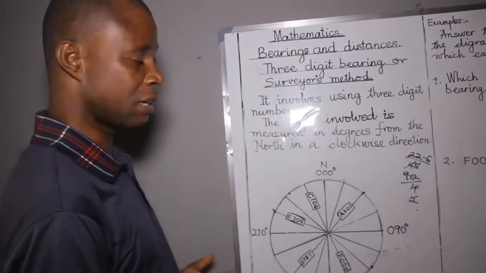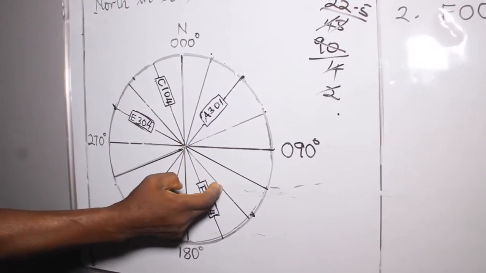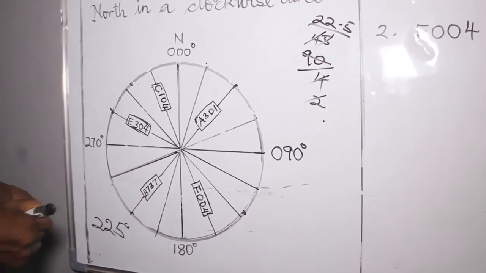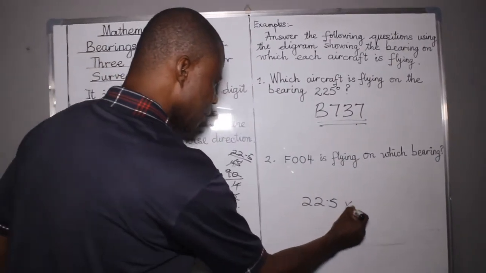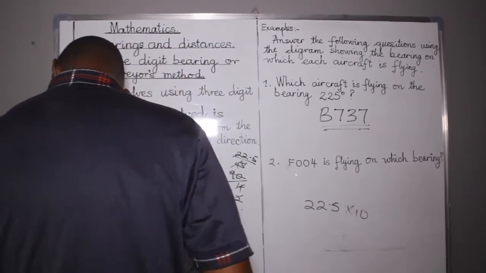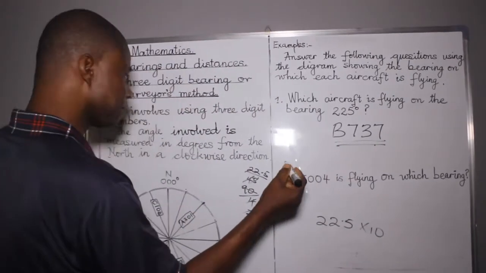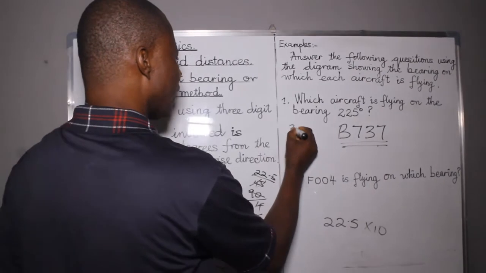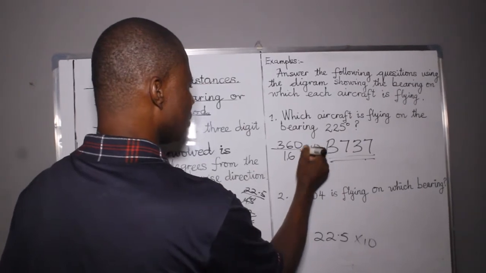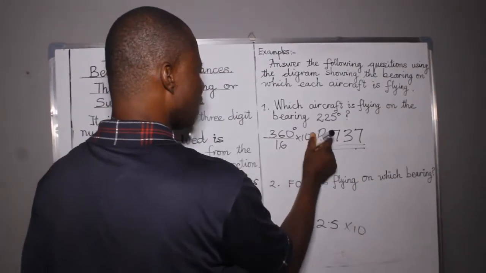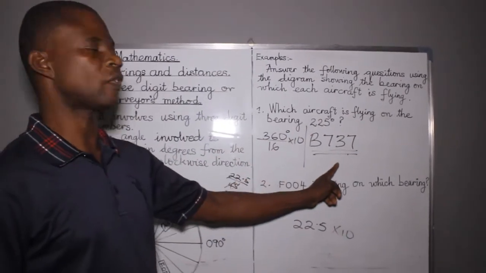Proving this by calculation, let's count. 1, 2, 3, 4, 5, 6, 7, 8, 9, 10. Which means 22.5 times 10 can be used to solve it. And that is to say, we can also say 360 degrees over 16 times 10. This can also give us the figure 225 degrees, which will prove this.